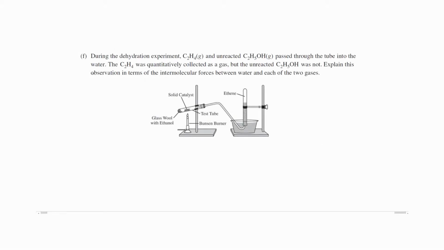Okay, last part of this number 2 of 2015 free response. During the dehydration experiment, C2H4 and unreacted ethanol passed through the test tube into the water. The ethene was quantitatively collected as a gas, but the unreacted ethanol was not. Explain this observation in terms of the intermolecular force between water and each of the two gases.